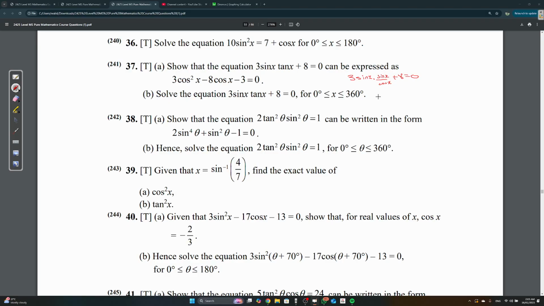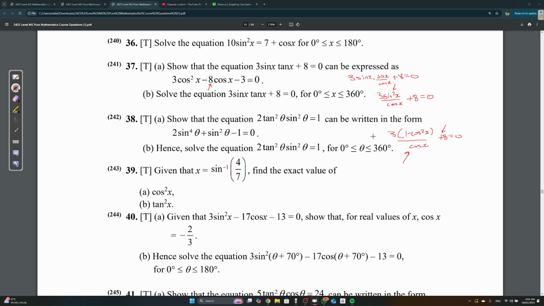Sine times sine is sine squared. So sine squared x over cosine x plus 8 equals 0. Here is sine squared, and I want it all in terms of cosine. So can I change this into cosine squared? Yes, of course. We know sine squared x is 1 minus cosine squared x, over cosine x, plus 8 is equal to 0. I need to somehow get rid of this denominator cosine x.